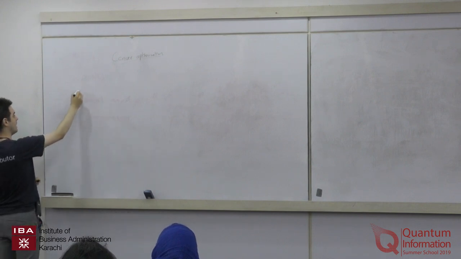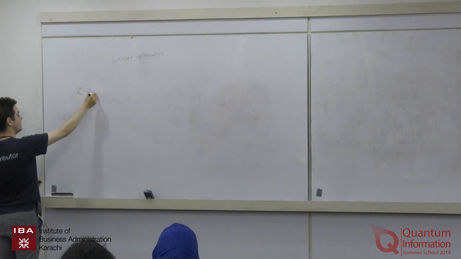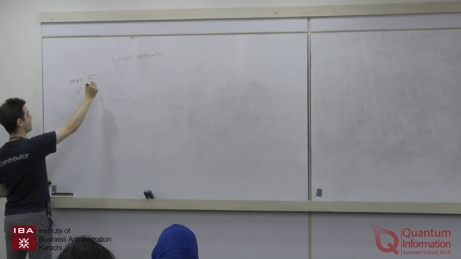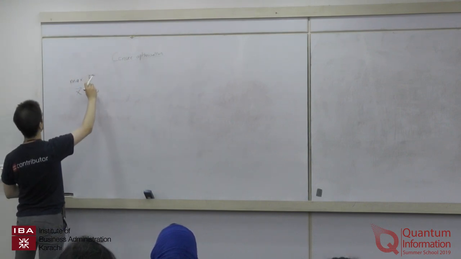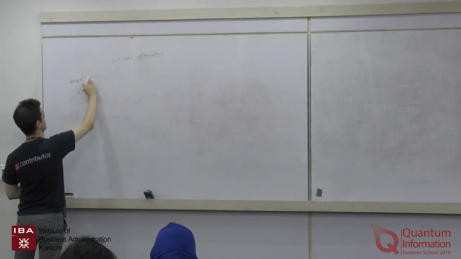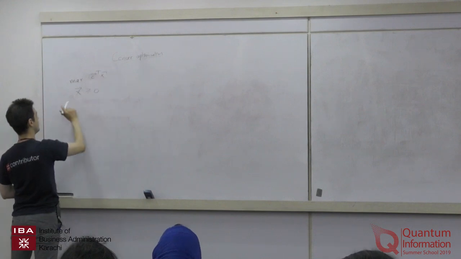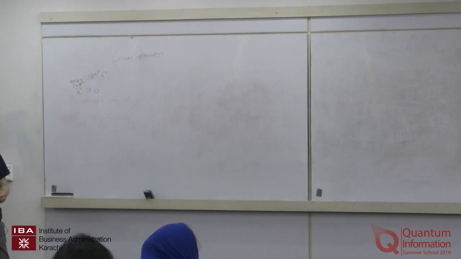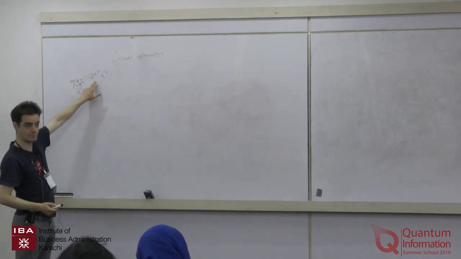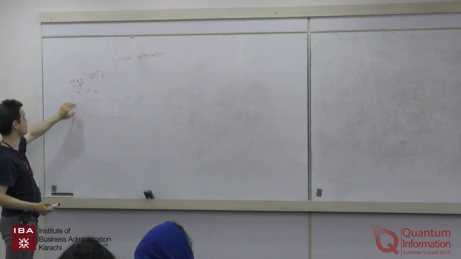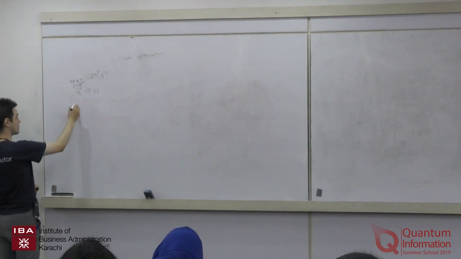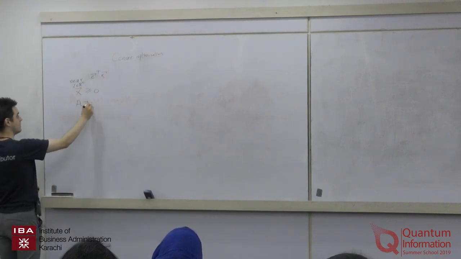So a canonical optimization program would be that I'm maximizing some objective, that's c transpose x. So basically, I have a variable x that's a vector of real numbers. I'm maximizing a linear combination of those x. And I have a few constraints on x. The first one is that all the elements of x are non-negative. And the second constraint is that x is the solution of a linear system.